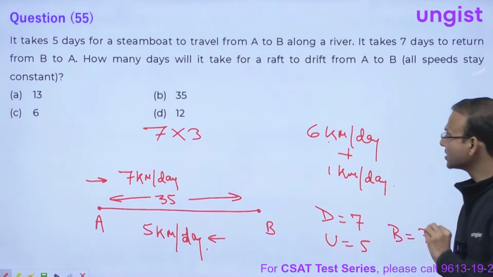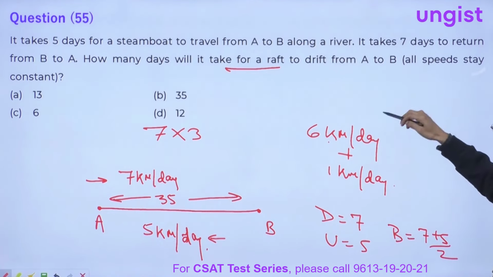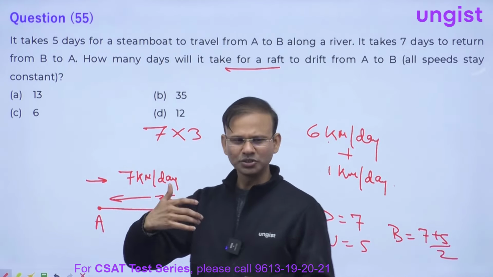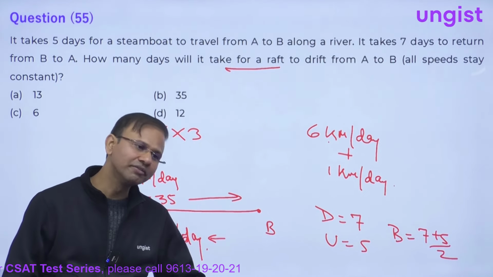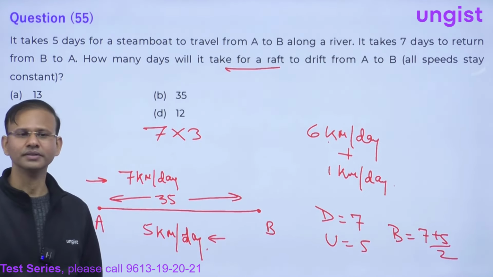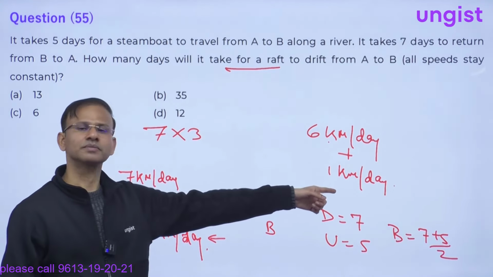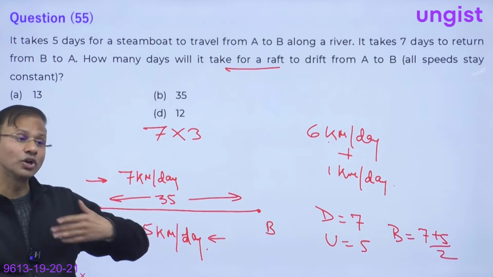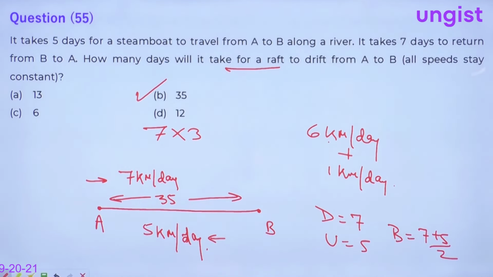Right? Now, what is the question? The question is, how many days will it take a raft to drift from A to B? Guys, tell me one thing, you understand a raft, right, a wooden plank type of thing. If you put it in the river, obviously it will flow with the speed of the river only. If you don't do any external action, it will flow with the speed of the river. What is the speed of the river? 1 kilometer per day, and you need to go 35 kilometers, so it will take 35 days. Okay, clear?